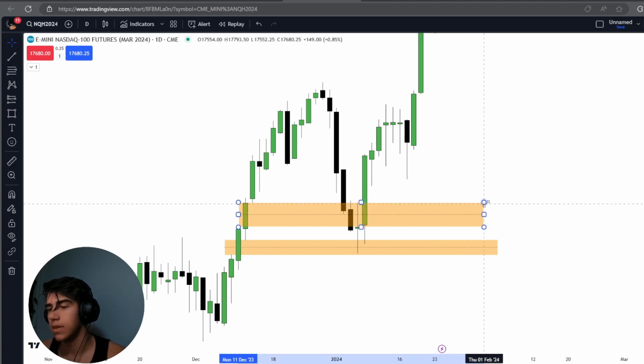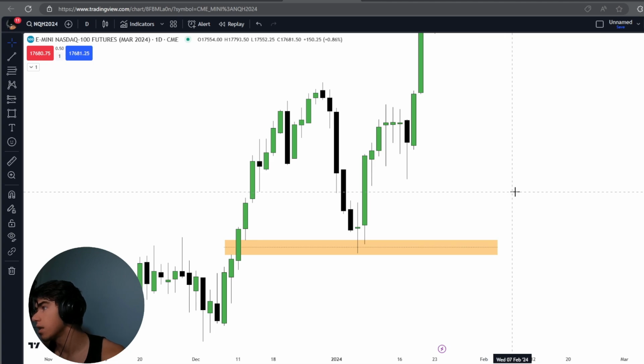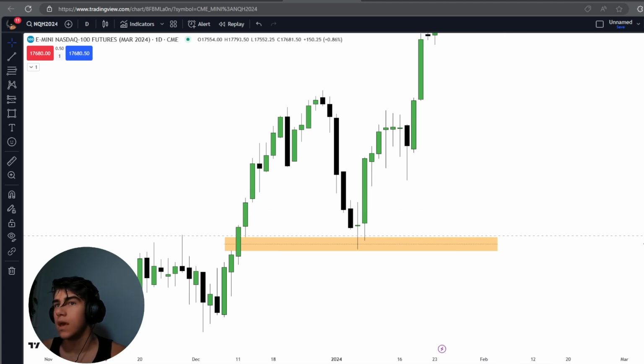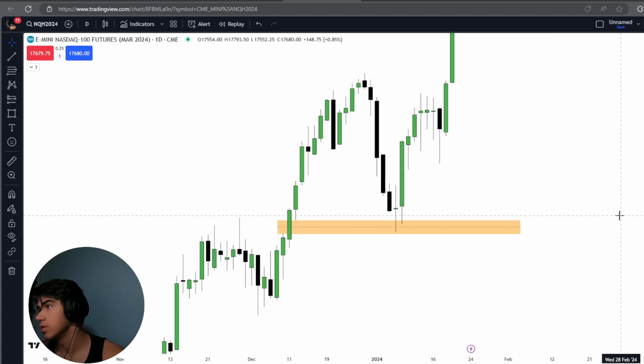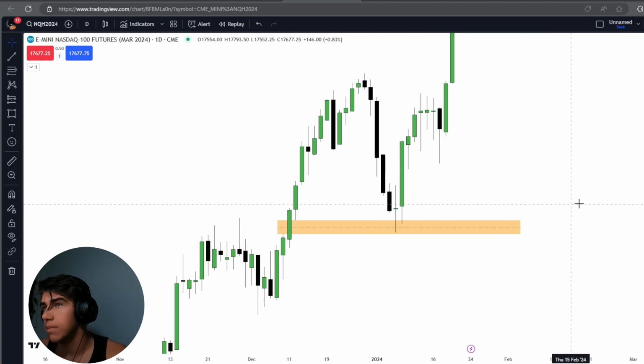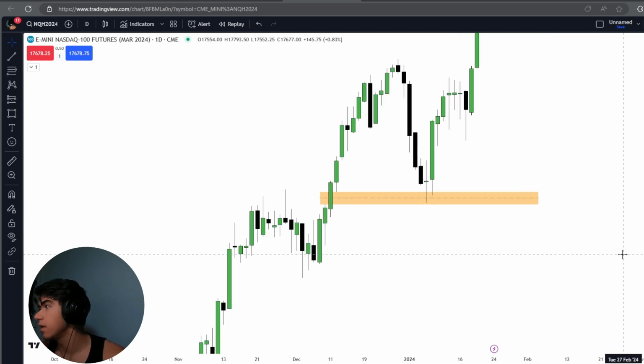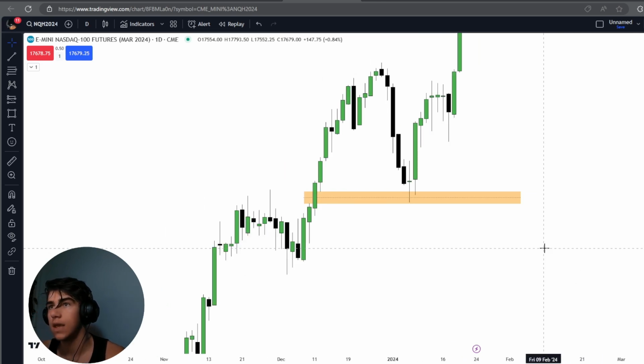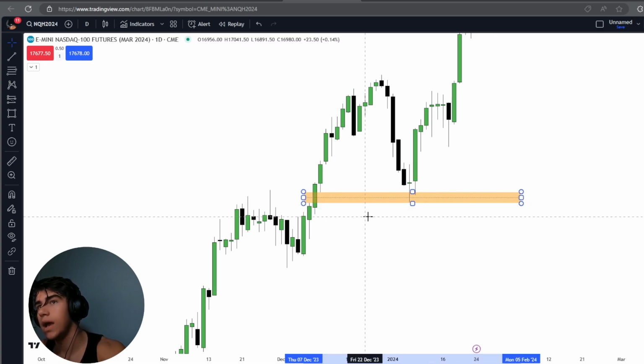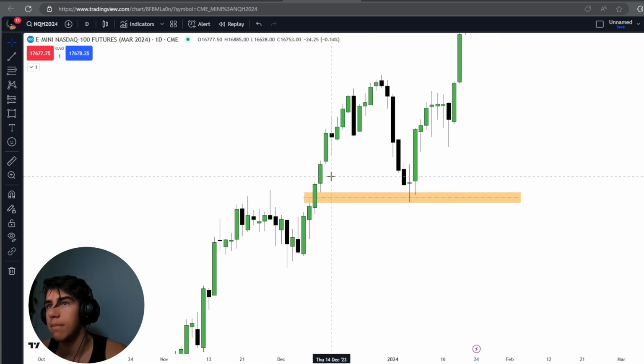And that is where equilibrium comes into play, because ICT has stated multiple times that price is either drawn towards liquidity, inefficiencies, or to rebalance towards equilibrium. That is what a lot of people fail to understand. They completely disregard the equilibrium. So in this case, why is this gap so significant? Why is this gap better than this one?